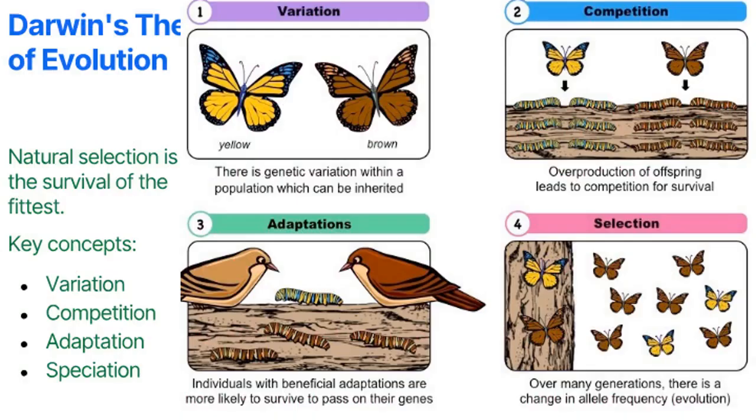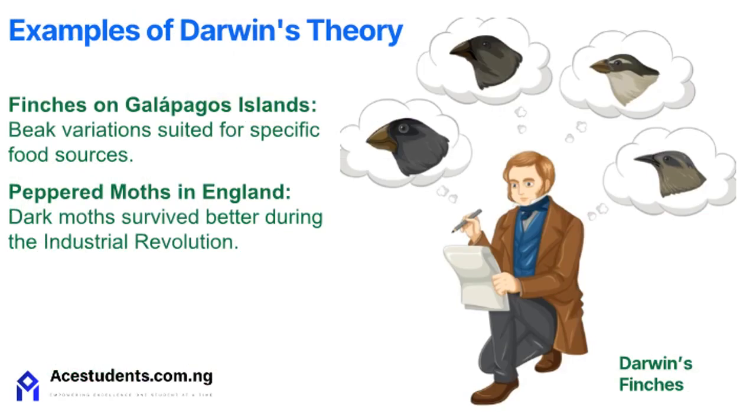Charles Darwin's theory of evolution by natural selection highlights that individuals with favorable traits are more likely to survive and reproduce. This process drives the adaptation of species over time. Darwin's observations, like the varying beak shapes of finches and the survival of darker moths during England's Industrial Revolution, are evidence of natural selection in action.